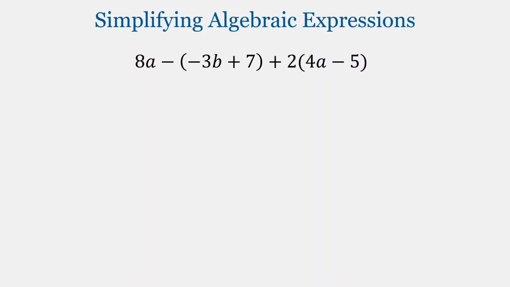In this first example, we have 8a minus the quantity negative 3b plus 7 plus 2 times the quantity 4a minus 5. We'll continue to follow PEMDAS. We'll do the expressions within parentheses first. So we have negative 3b plus 7 in the first parentheses. There's nothing we can do here to simplify. And in the second parentheses, we have 4a minus 5. Once again, we cannot simplify that down any further.